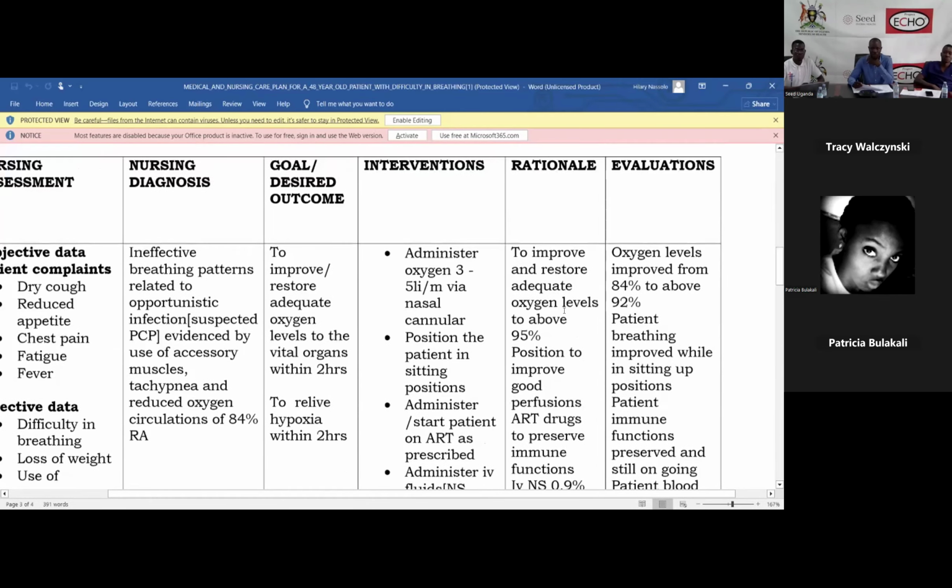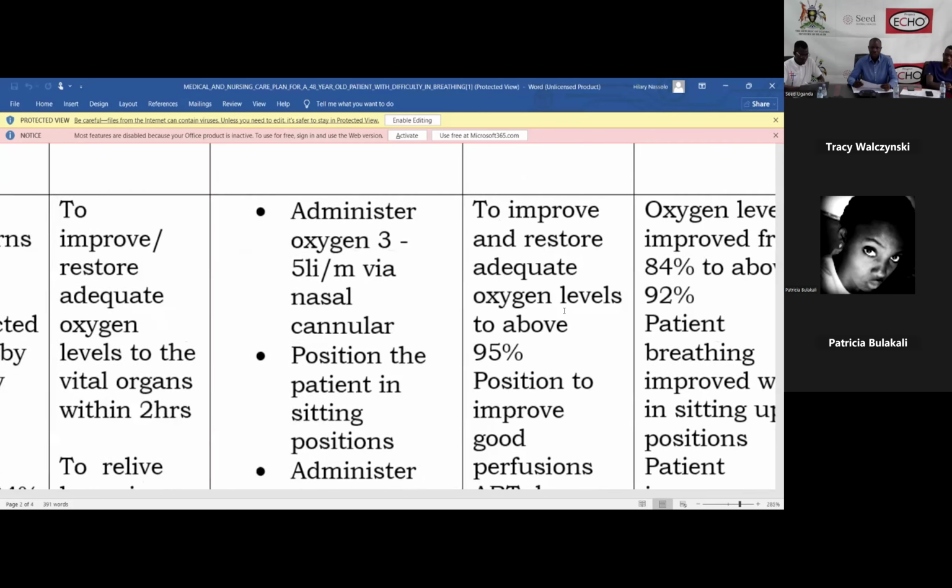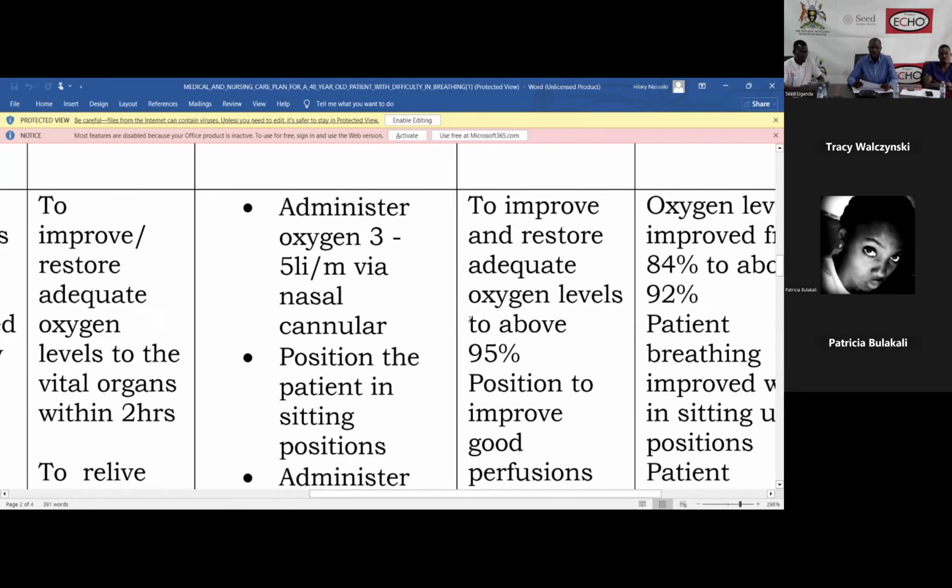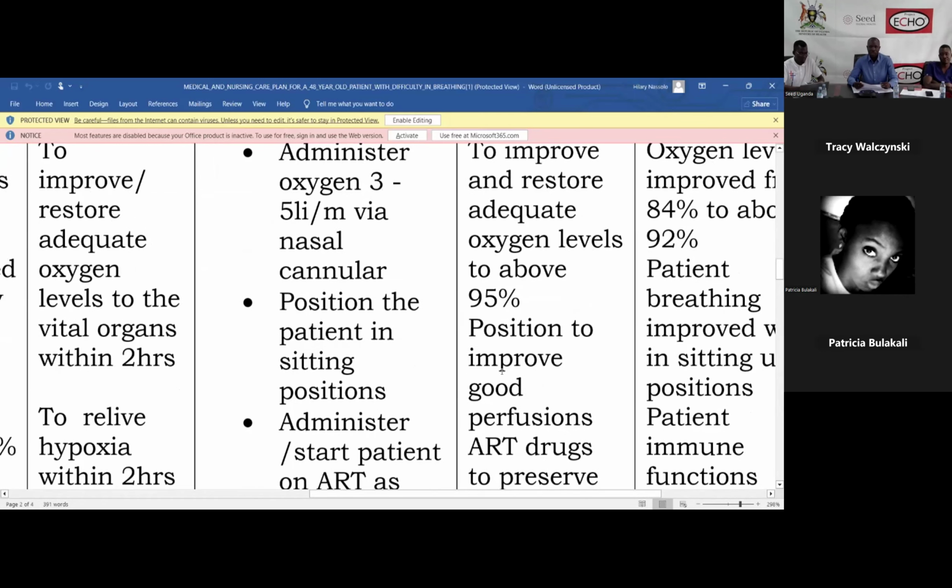One, we saw, we're saying to restore and improve adequate oxygen levels to above 95%. And we saw our patient having a low SpO2 of 84. Therefore, we gave oxygen, so we expect our oxygen levels to be above 95%. Position our patient in a position to improve good perfusion to the vital organs.